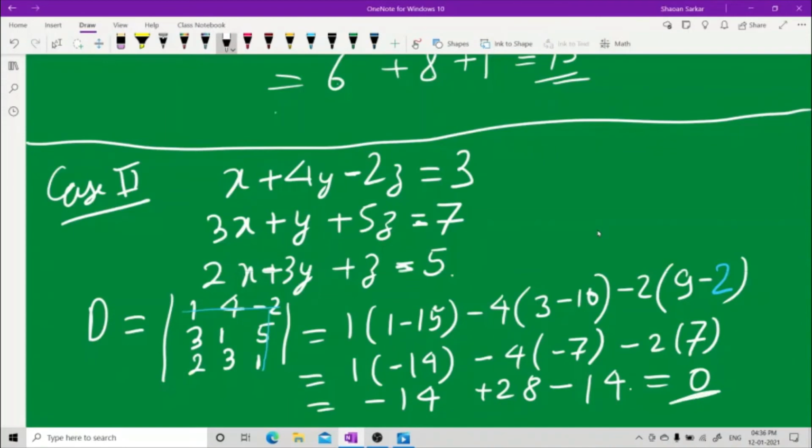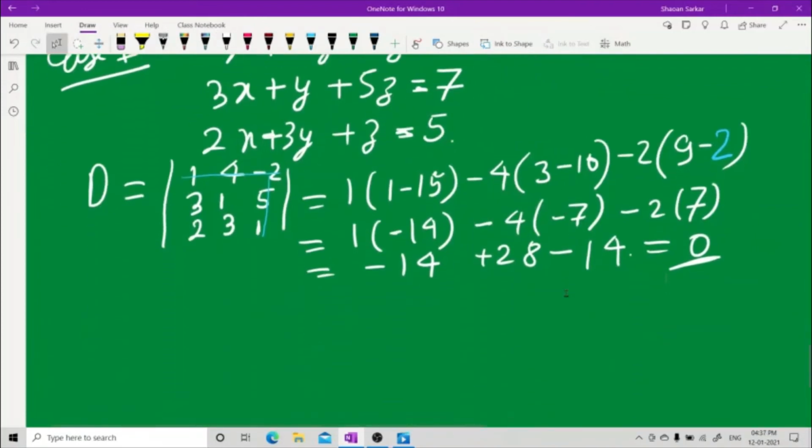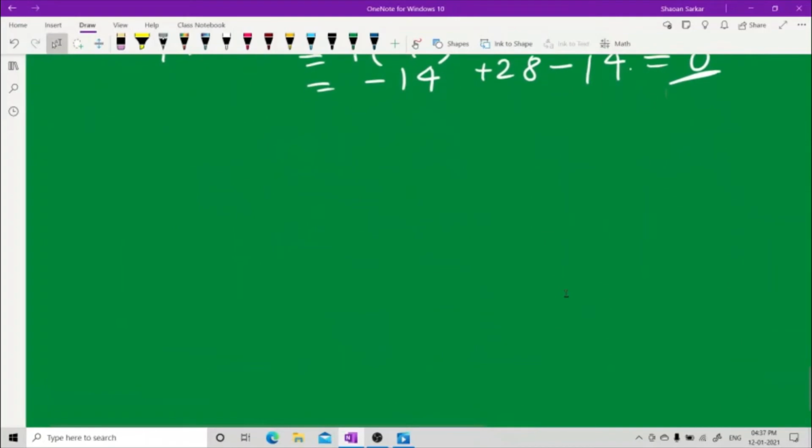Now the problem is, let me see whether it will go. Unique solution is not possible. 100%. Unique solution is not possible. Now we will see whether we have no solution or infinite solution. Let's see D1.